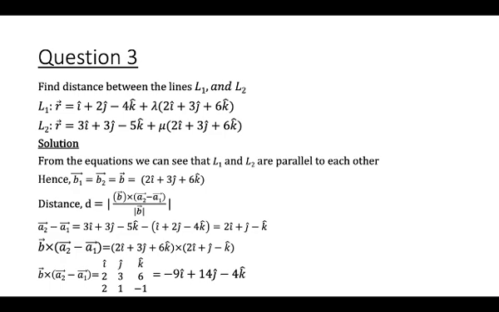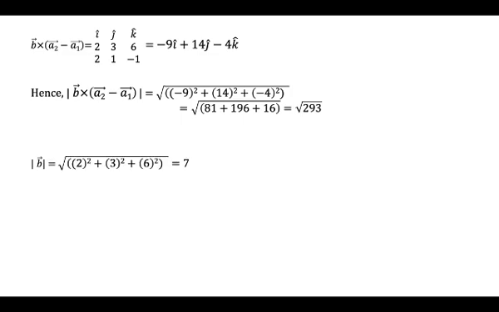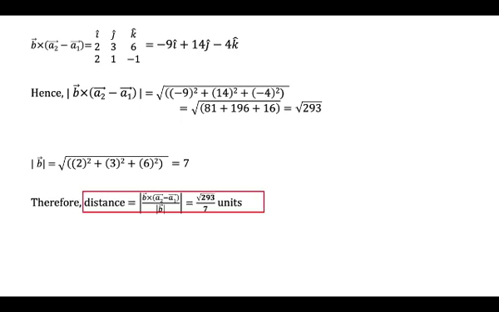Now modulus of vector b cross (a2 minus a1) is root of minus 9 square plus 14 square plus minus 4 square, and this is root of 81 plus 196 plus 16 equal to root 293, and magnitude of vector b equals root of 2 square plus 3 square plus 6 square, this is 7. So distance d is root 293 upon 7 units.